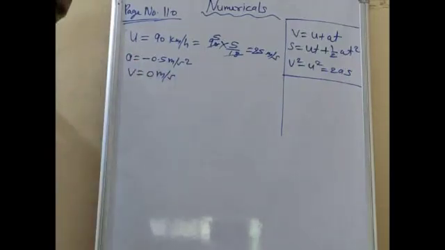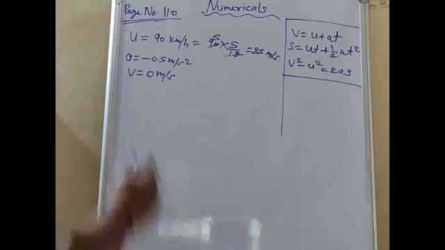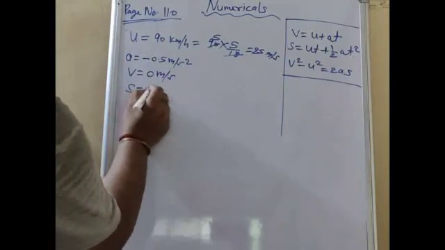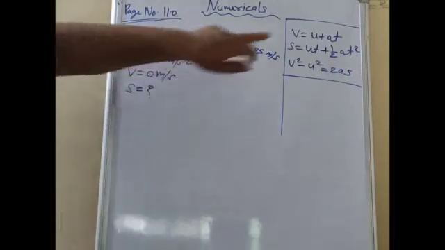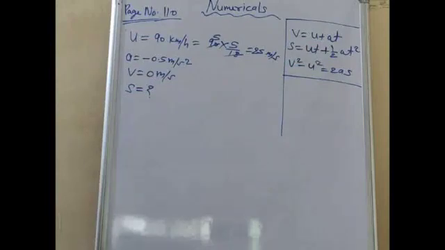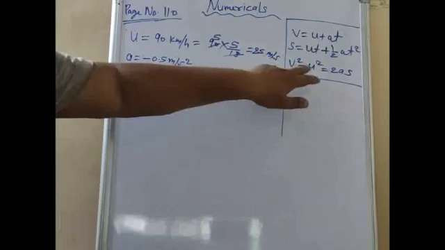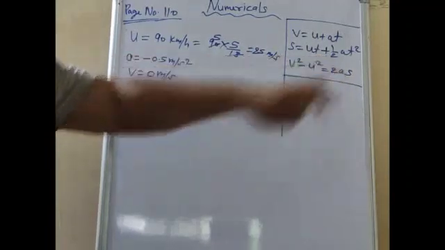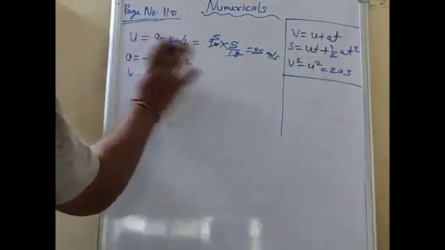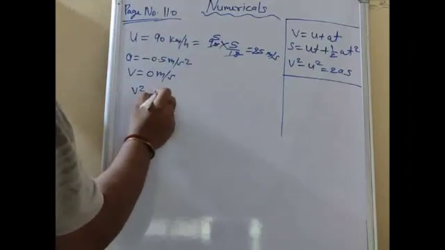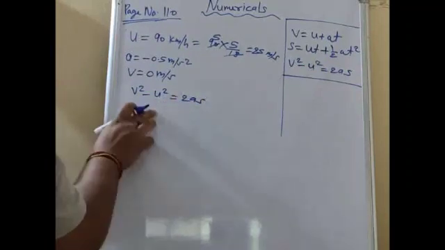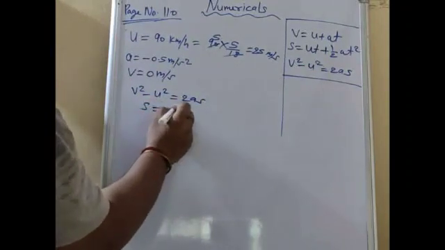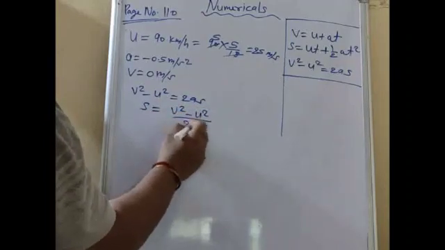And what you have to find? Just find how far, means you have to find s. So you have u, a, v, and you have to find s. You cannot use the first formula because you do not have t. Similarly, you cannot use the second one, but we can use the third one because we have a, u, and v, and we have to find s. So just use v square minus u square is equal to 2as. You have to find s. So 2a, just transpose to this side. So you will get s is equal to v square minus u square by 2a.